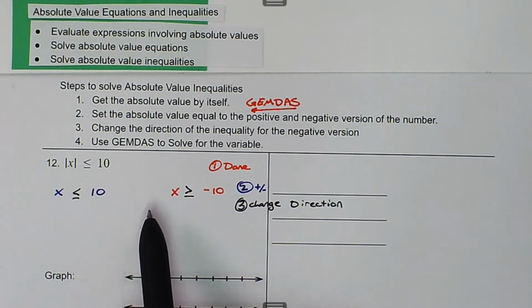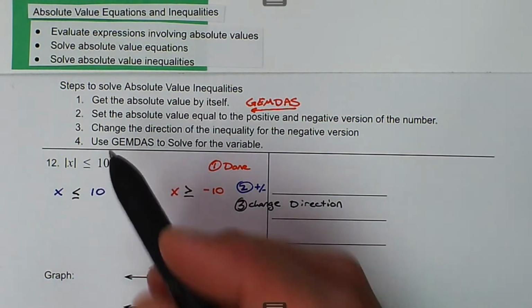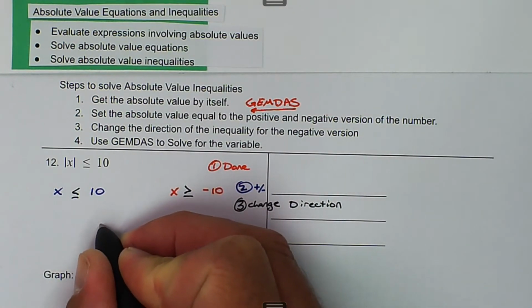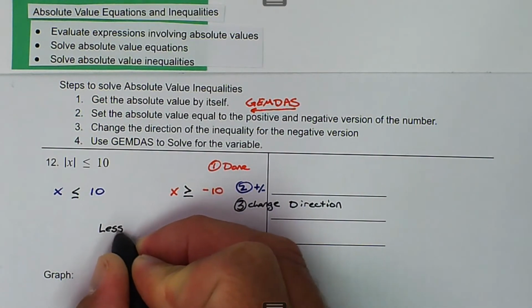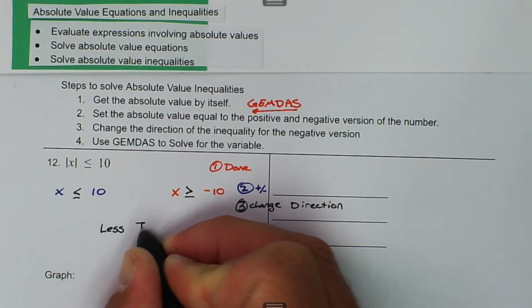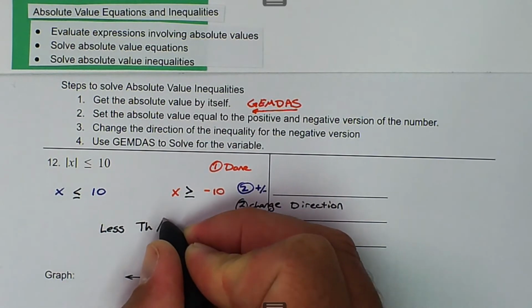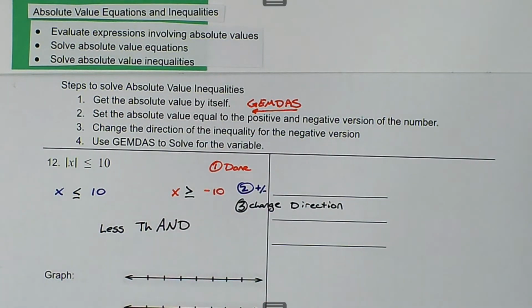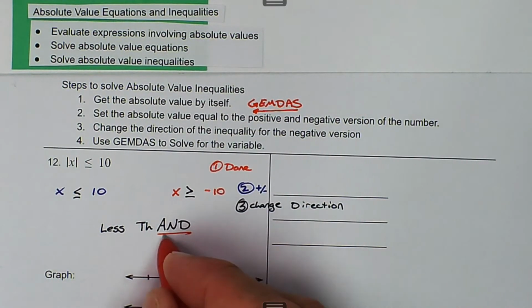There's nothing to solve. And then we have to remember that this is less than. So we have to remember that this one is less than. So remember, this one has to overlap because it's less than.